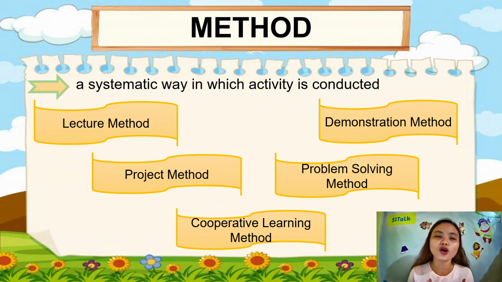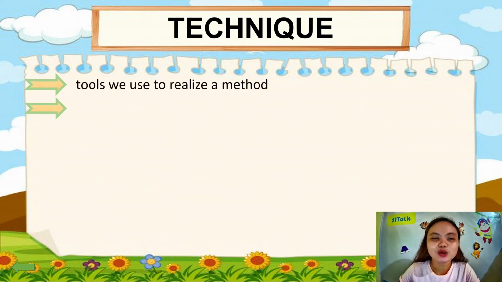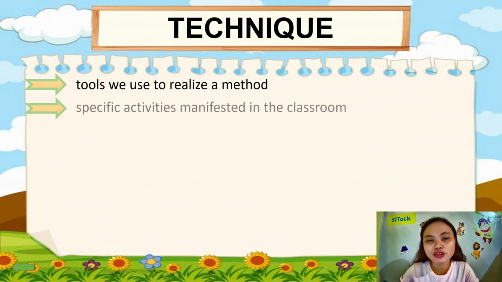So those are the methods that a teacher could use in his or her classroom in actualizing the approach that he chose. Okay? And the third one is the technique. So a technique are the tools we use to realize a method. So these are the specific activities manifested in the classroom.